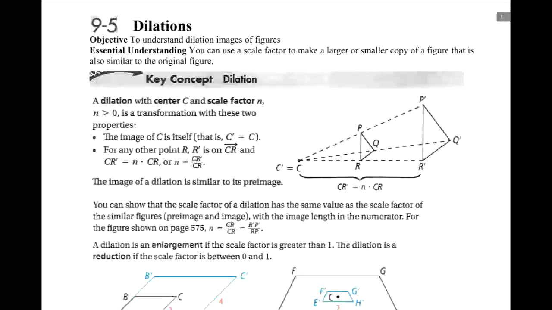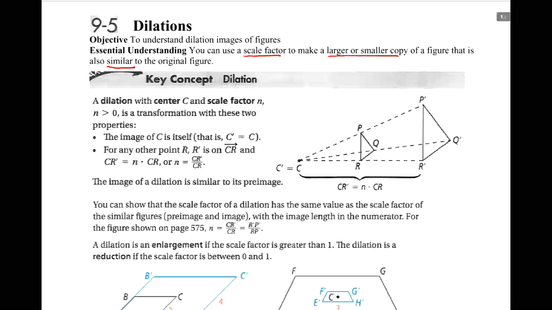9.5, dilations. This is our fourth transformation. We have done translations, reflections, and rotations, and now we're doing dilations. To do dilations, we are going to use a scale factor to make a larger or smaller copy of a figure that is similar to the original figure.